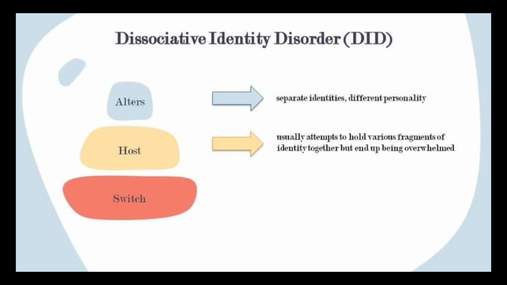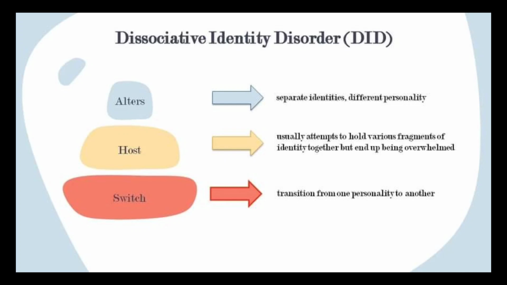We also have the host, the second characteristic. So, the host attempts to hold various fragments of identity together but ends up being overwhelmed. Usually, the host personality develops later. Lastly, the switch. The switch is the transition from one personality to another. When this happens, physical transformations may occur during switches, such as posture, facial expressions, patterns of facial wrinkling, and even physical disabilities may emerge. Consequently, Jonah was diagnosed with DID after meeting the criteria for diagnosis.